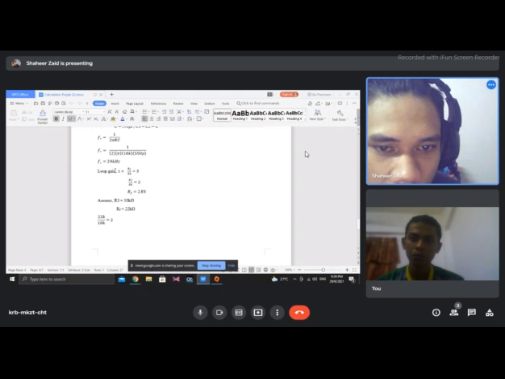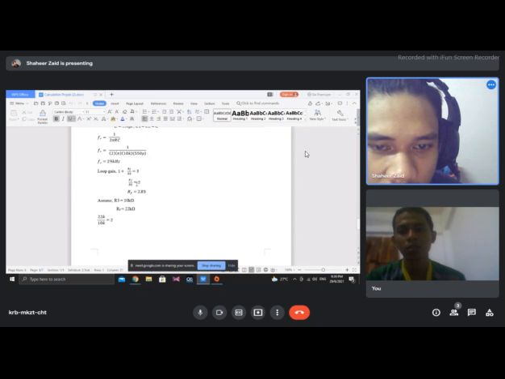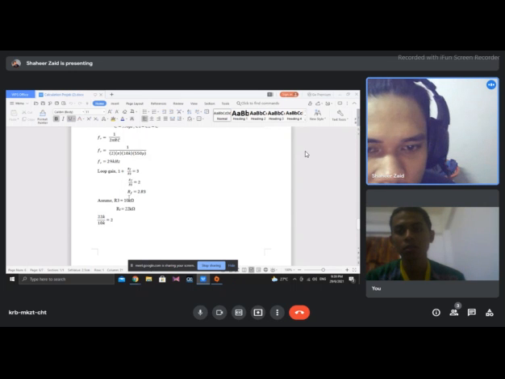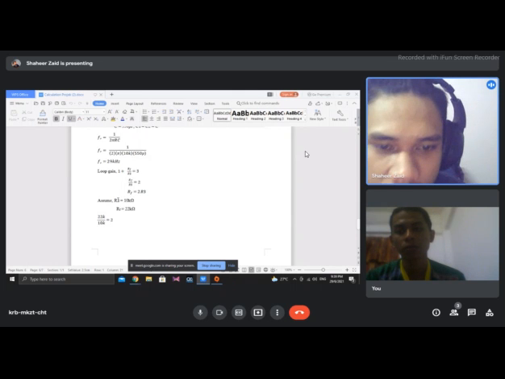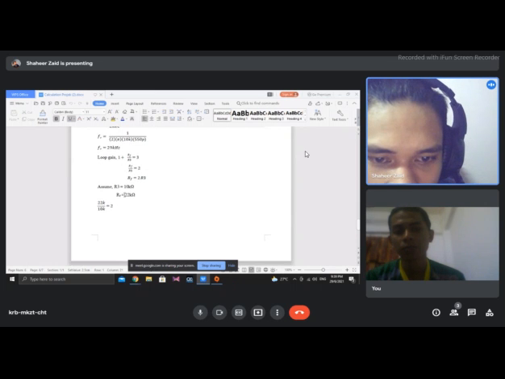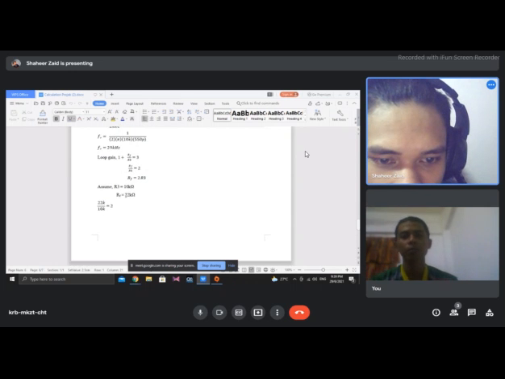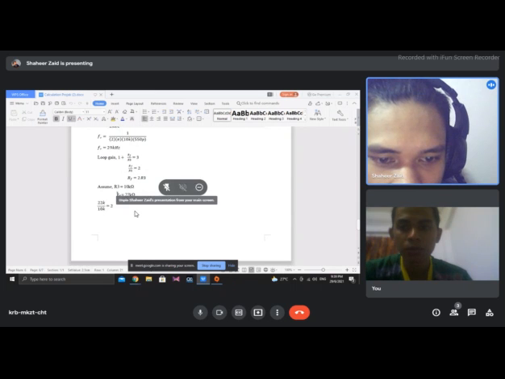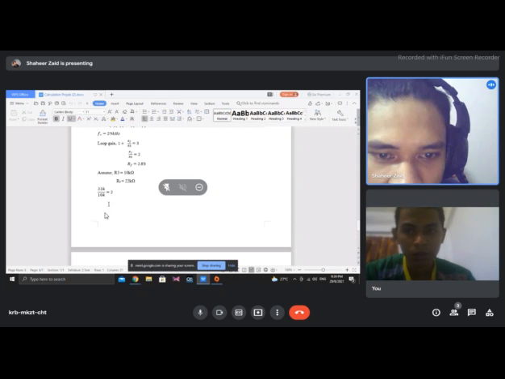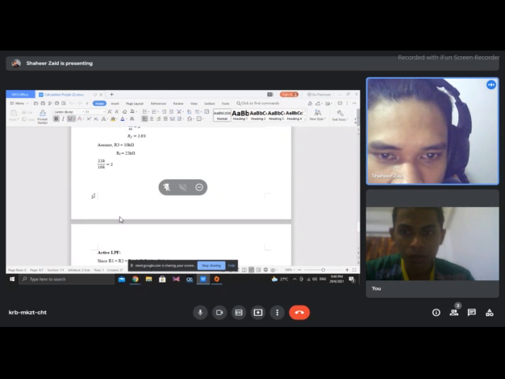For the loop gain, 1 plus RF over R3 equals 3, so RF over R3 equals 2. Assume R3 is equal to 10 kilo ohm and RF is 22 kilo ohm. We just divide 22 kilo by 10 kilo. So the final answer is 2. After that we move to the next part. Hakimi will explain.